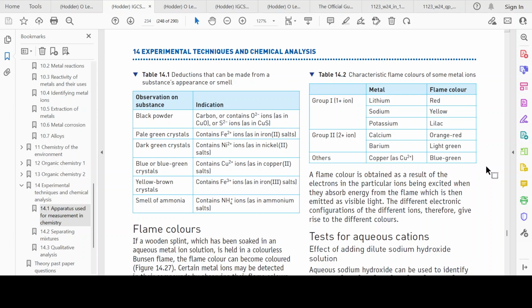So a flame color is obtained as a result of the electrons in the particular ions being excited when they absorb energy from the flame, which is then emitted as visible light, right? So some physics for you over there as well. We did come across this when we were talking about, I believe, nuclear physics, right? When electrons are excited and then they lose their energy, they emit electromagnetic radiation. It could be visible light.